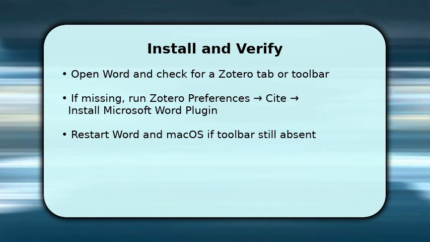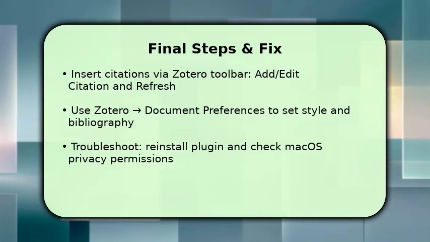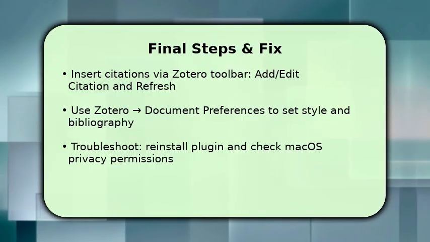Now insert a citation using the Zotero toolbar. Click Add/Edit Citation to search your library, insert, then use Add/Edit Bibliography to generate references. Make sure document preferences match the citation style you need.